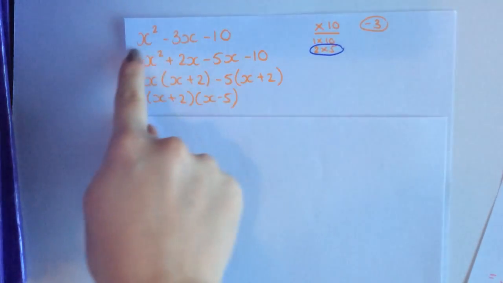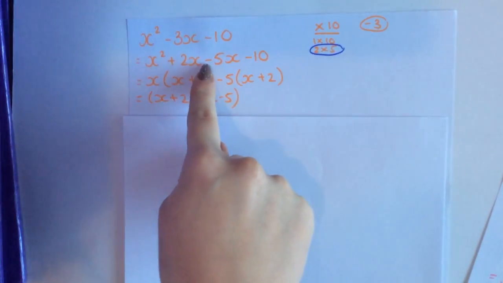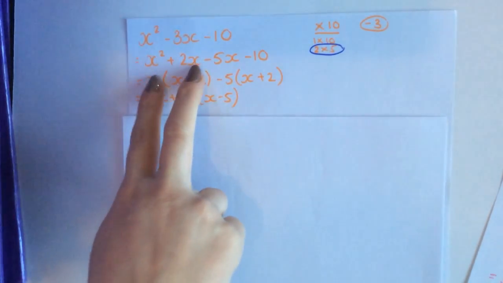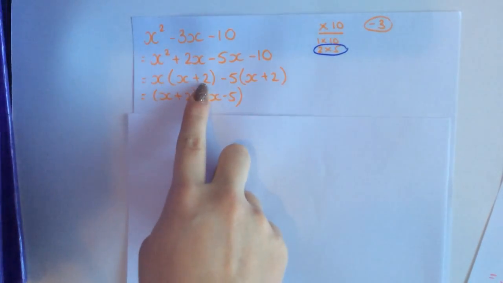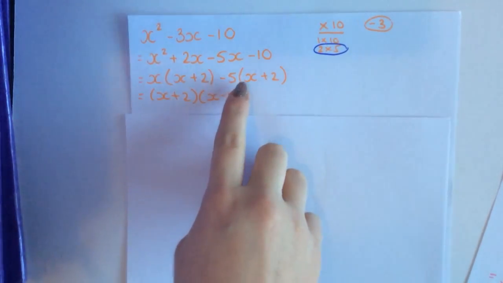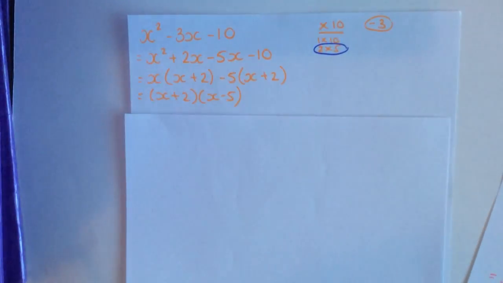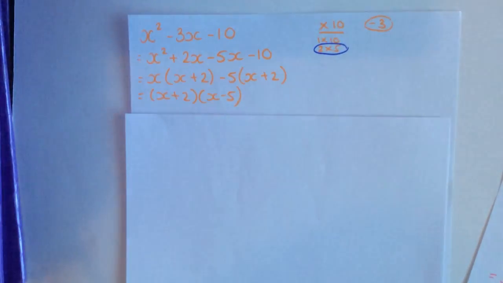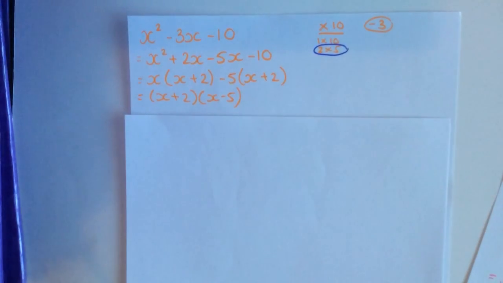Writing this out then in full, so I've got x squared plus 2x minus 5x minus 10. Factorise the first two terms, I can take an x out, so I've got x plus 2. Next term, I can take a minus 5 outside the brackets, multiplied by x and positive 2. Again, my first brackets are the same, so I can use that as my first bracket, and then what is left makes up my second bracket.